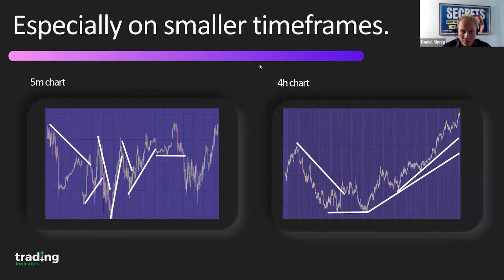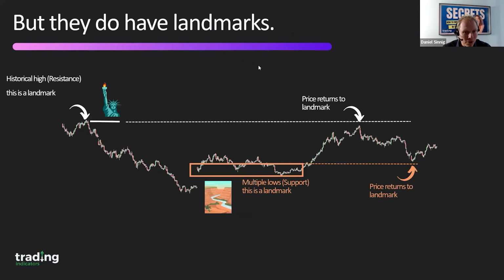All right. Now, I've mentioned landmarks. So landmarks are areas of price where certain things are happening. And these landmarks can be established through various events. For example, they could be established by a historical high that was made. So just recently, we had Bitcoin, which we're going to look at a bit later, make a historical high. It went to an all-time high. So this can be a landmark. Price went to a level where it was never before.